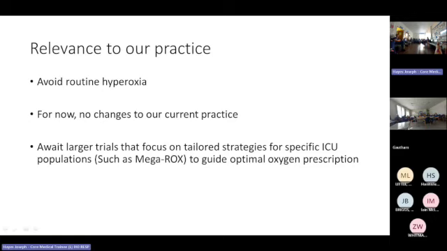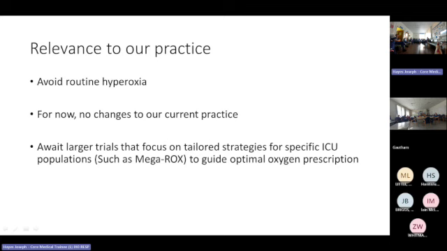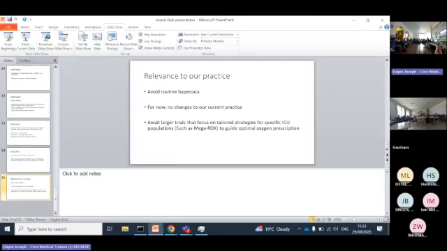But there is a mega-ROX trial which is going on at the moment, which is a randomized control trial of like 40,000 patients, and they are looking again at mortality benefit of oxygen saturations of 88 to 92%, and then looking into the different diagnostic subtypes too. But that's my thoughts. Does anybody have any questions or any comments that they would like to say?